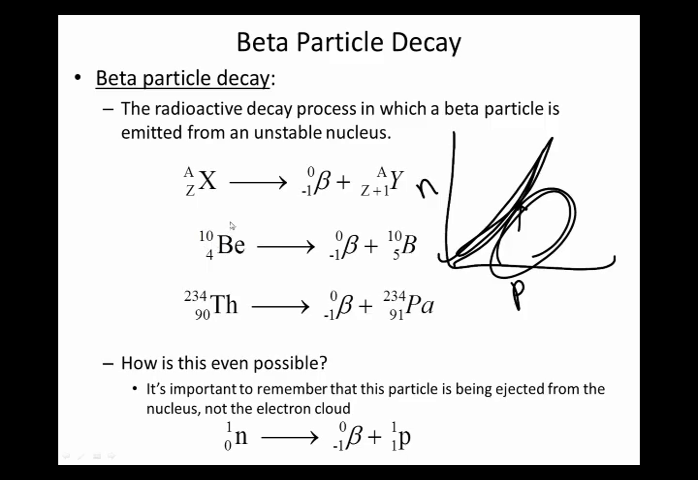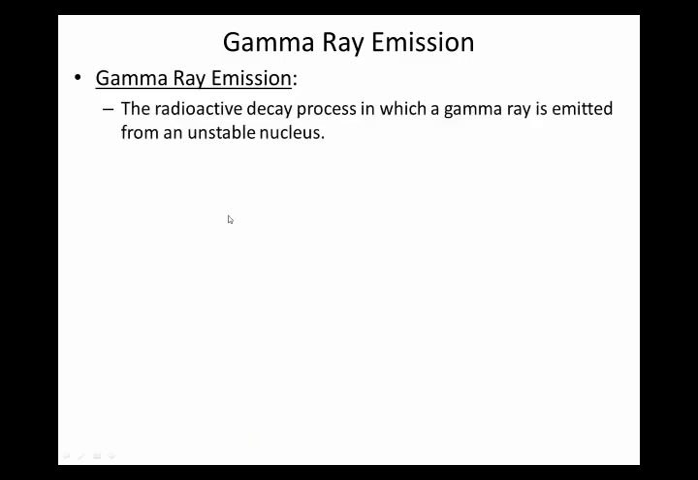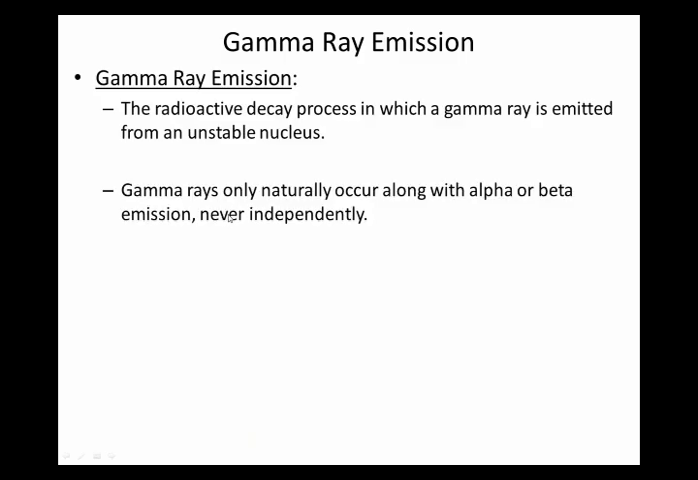All right. Okay, last type of emission, and that is gamma ray emission. Now gamma ray emission, you guys are going to like this one, it's easy. Gamma rays are neutral, and they have no mass, and they're just energy. Gamma rays only ever can occur along with alpha or beta particles, at least naturally. We can, in the lab, make pure gamma emitters, but naturally that doesn't happen.